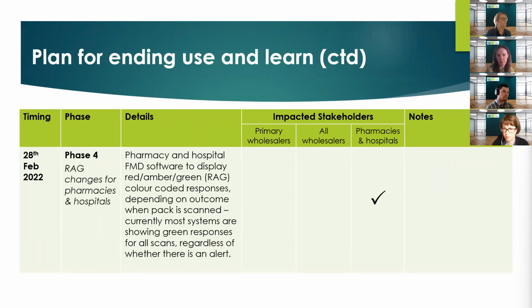Phase 4 then will apply to pharmacies and hospitals, and that's when we switch on what we call the RAG colors, so the red, amber, green colors associated with the operation codes that come back when you scan a pack.